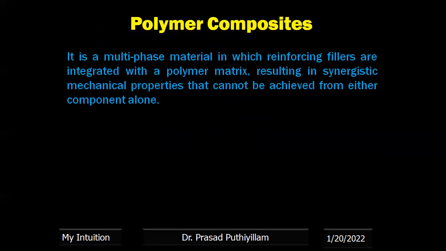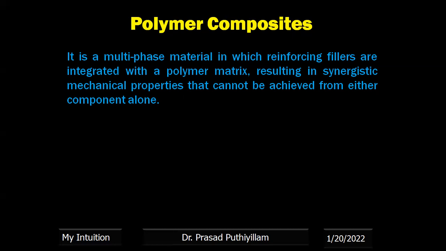The next topic, polymer composites. Composite is a multi-phase material in which reinforcing fillers are integrated with the polymer matrix, resulting in synergistic mechanical properties that cannot be achieved from either component alone. That means a polymer composite is a mixture of many materials, maybe two or more than two materials. They are only physically mixed. There is no chemical reaction as such, but they work in synergy. They work together to give better mechanical or other properties than the individual components have. That type of material we call composites.